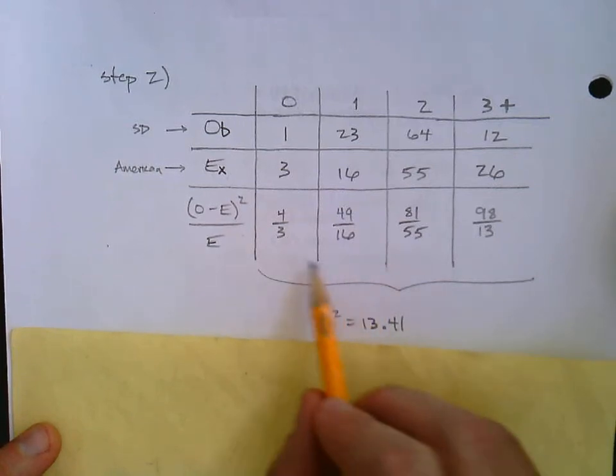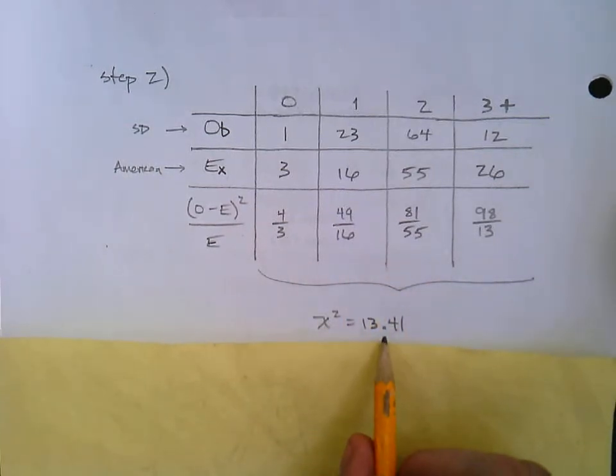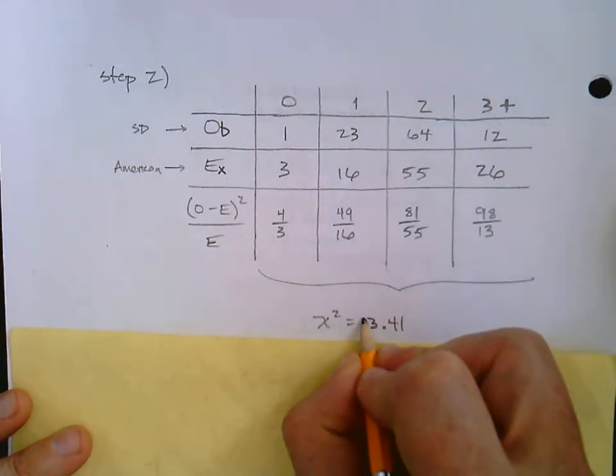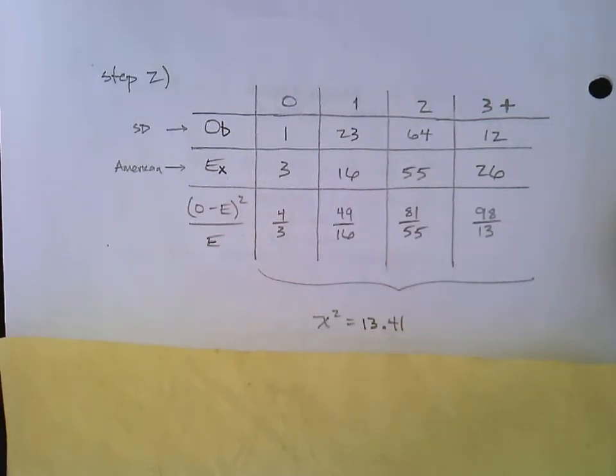So chi-square, when you add those, now you do want to use a decimal, and I like to round to 2 places. I got 13.41 for the test statistic here. Okay. We're done with step number 2.